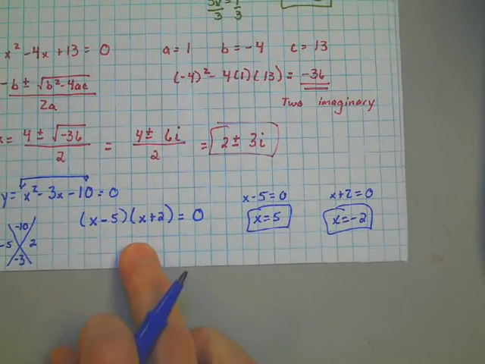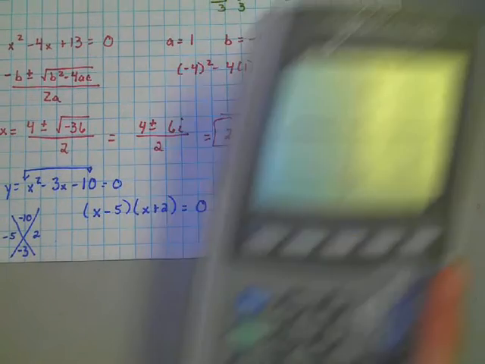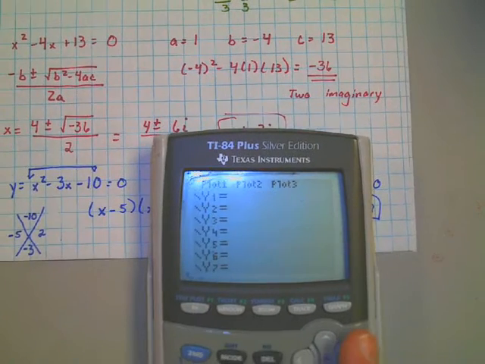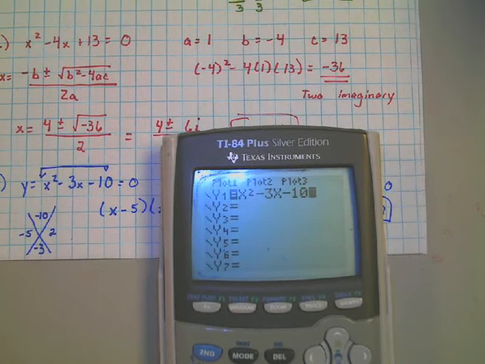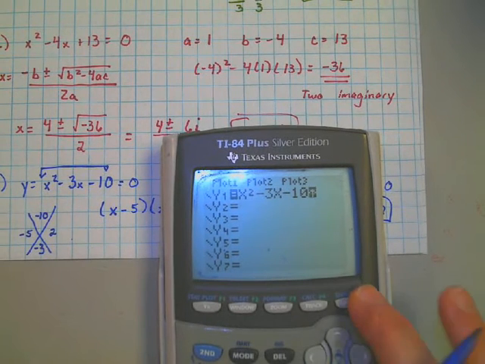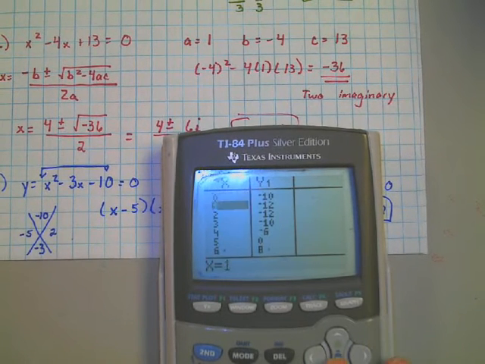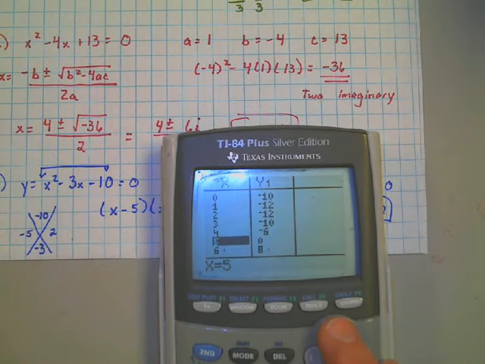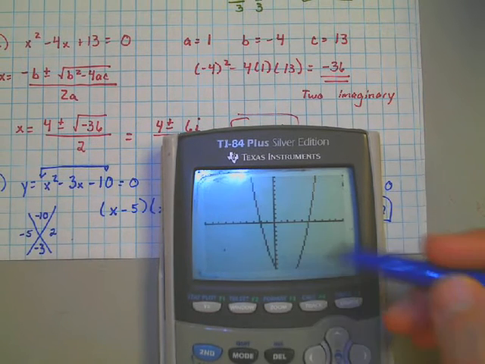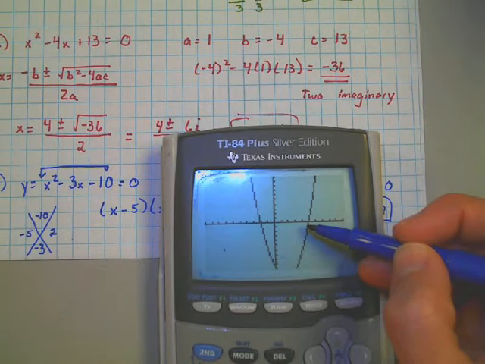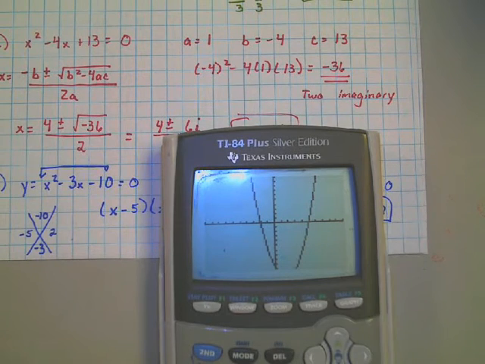If you were to graph this, you would be able to tell that. You would put in x squared minus 3x minus 10. And when you go to the table, you're going to see 5, 0, which is one of our answers. Remember, you're looking for y equal to 0. You're going to see negative 2, 0. You can also look at the graph and see that it crosses close to negative 2 and close to 5. So it gives you a pretty good idea that your factors are right.